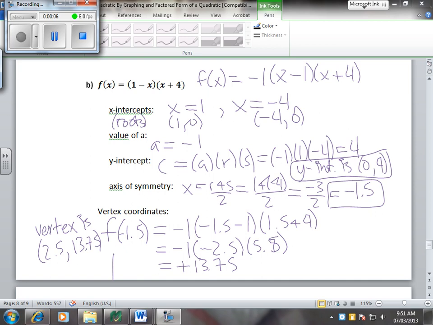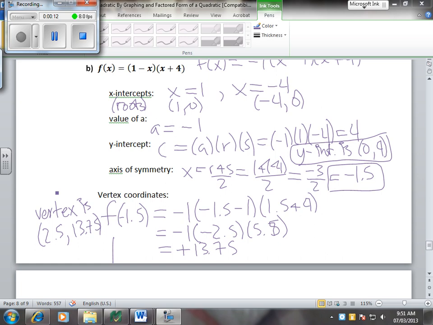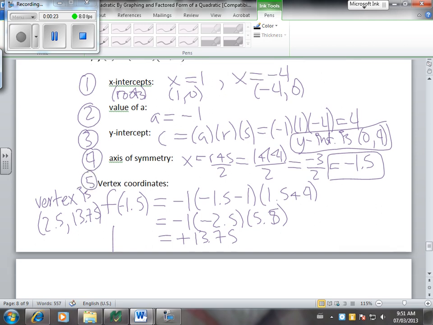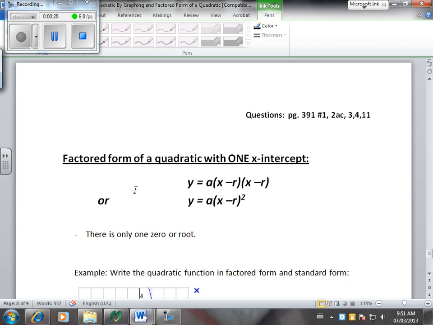So by following the steps that we've been following, these are the values that hopefully you got for the x-intercept, the value of A, the y-intercept, the axis of symmetry, and then the vertex coordinate. Okay, and if you'd like to practice this more, which I recommend, you can do these textbook questions.